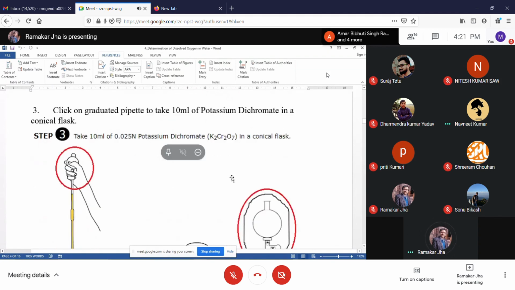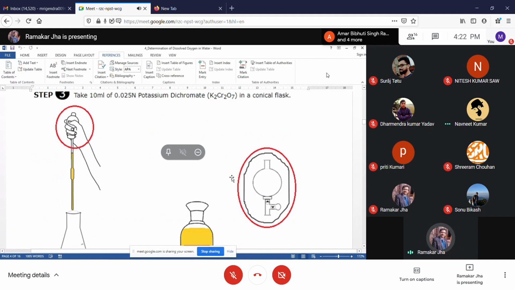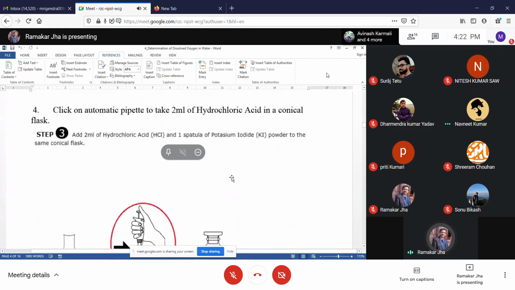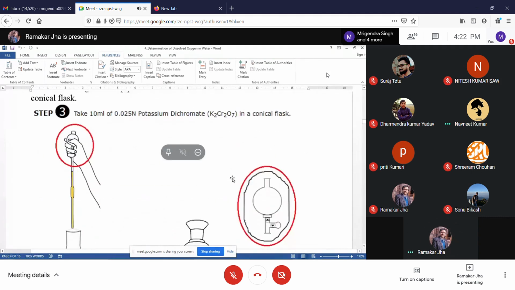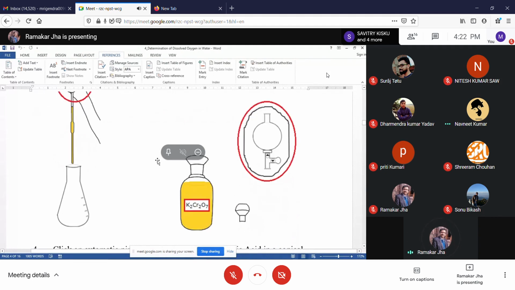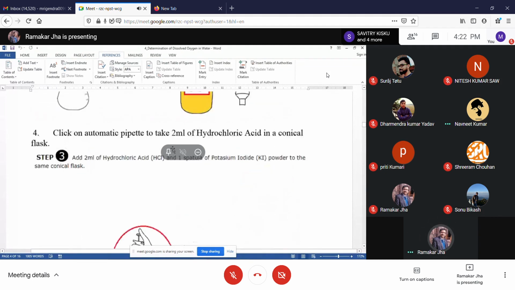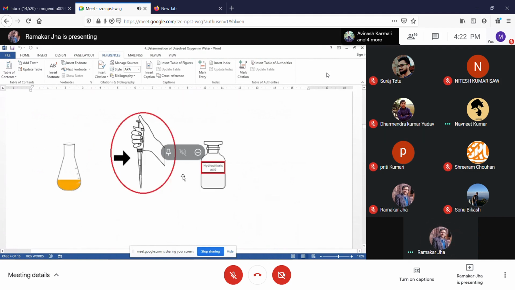One chemical is potassium dichromate, another chemical is HCl, and potassium iodide. These three things are put together. One is 10 ml, which has the normality 0.025 N. I am taking this potassium dichromate 10 ml, HCl 2 ml, and potassium iodide 1 ml. One spatula, one packet powder, right?